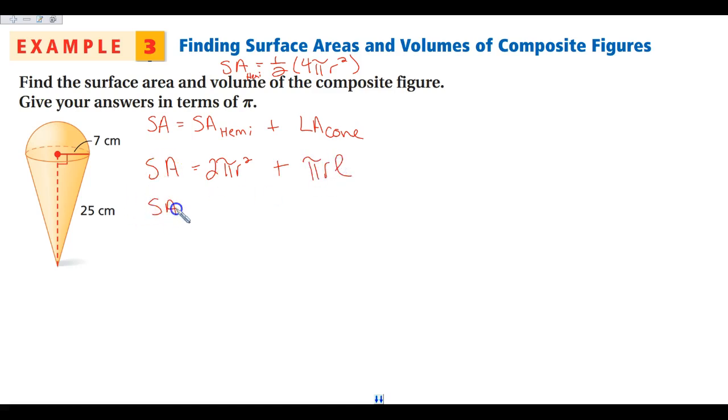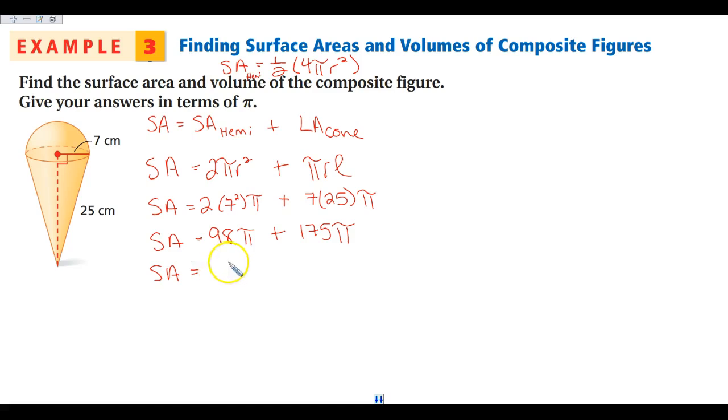So when we plug in here for what we know, my radius is 7 squared times 2 times pi. Then again, my radius is 7, and my slant height here is 25. And we multiply that times pi. So this is going to be 49 times 2, which is going to give me 98 pi here. And then 7 times 25 is going to give me 175 pi here. So my total surface area is going to be 273 pi centimeters squared.